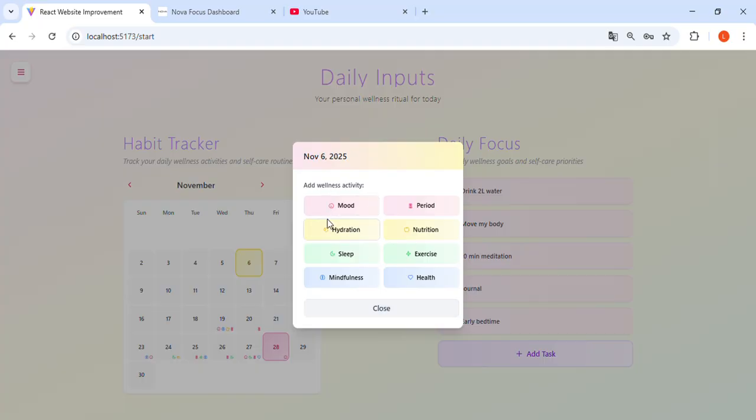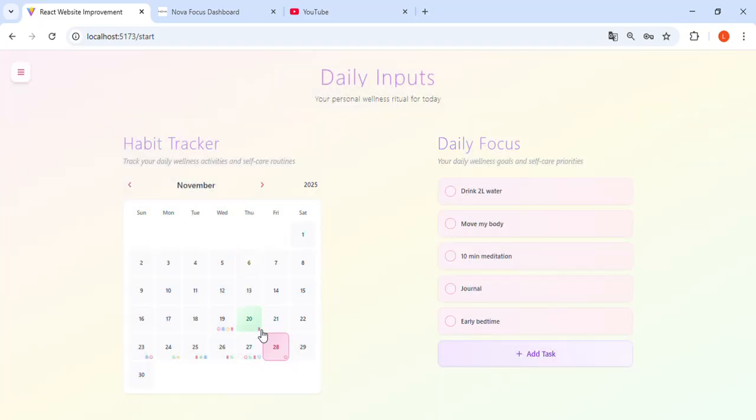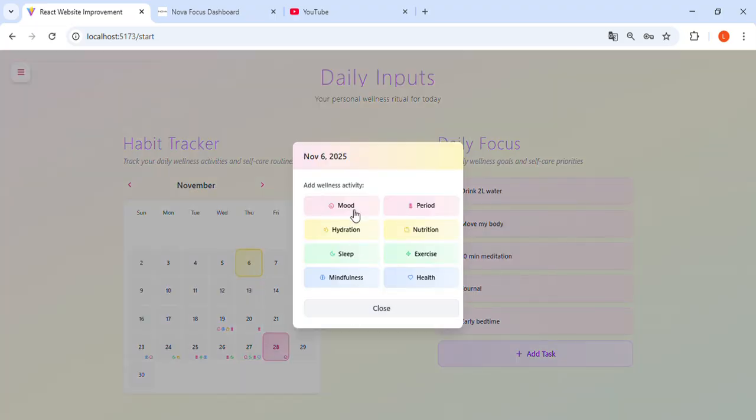Let's go through this one by one. You can already see here the small icons. So if the user has saved the data for the mood, then a small icon, for example here, the mood would appear. Let's start with the mood.